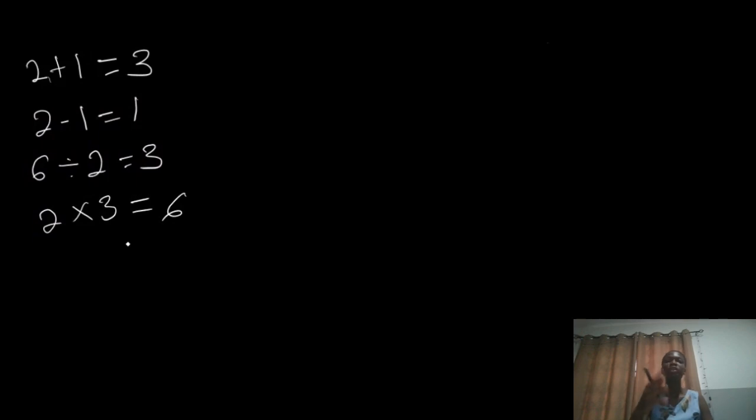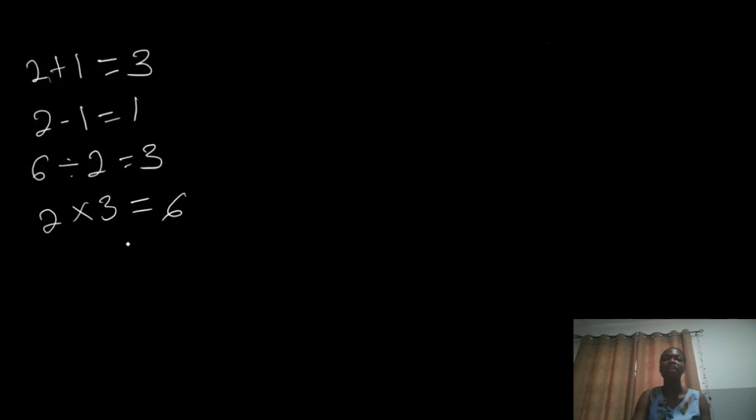So if you are given, let's say, 2 plus 1, we all know this is 3. If you are given 2 minus 1, we all know this is 1. If you are given 6 divided by 2, we all know this is 3. If you are given 2 times 3, we all know this is 6. So for these basic operations, we can all do it.